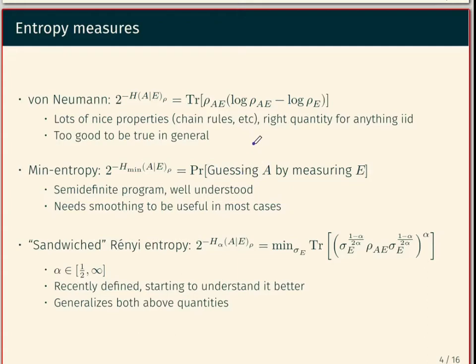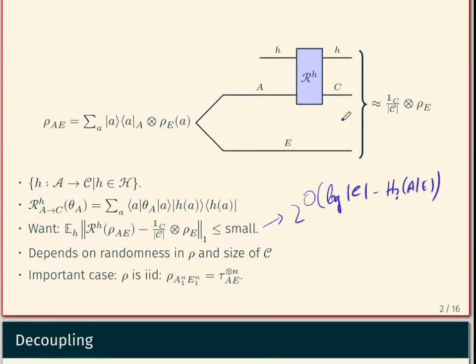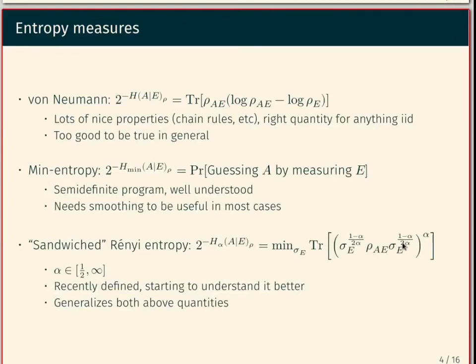Basically, we're not going to have a theorem that looks like this here, where this here is the Shannon entropy, or von Neumann entropy rather. So in the general case, we're going to have to look at other measures of information. One choice that turns out to work quite well is called the min entropy, which is defined via a guessing game. So it's defined via the probability of guessing E by measuring the E system.